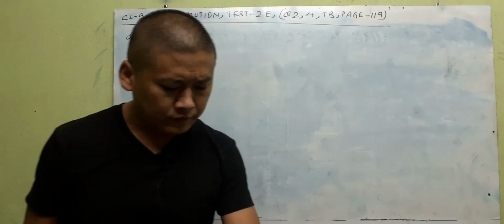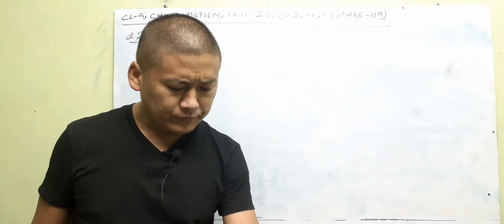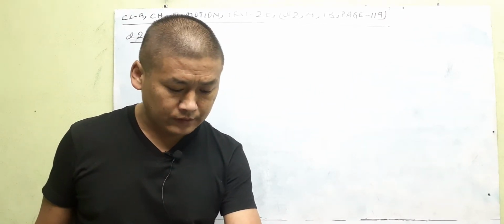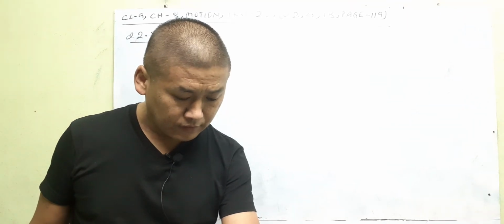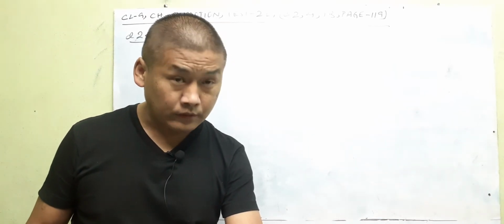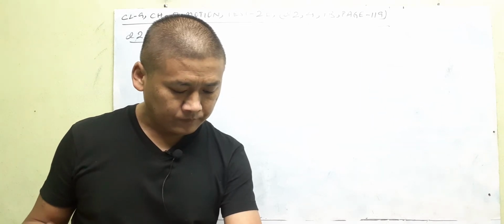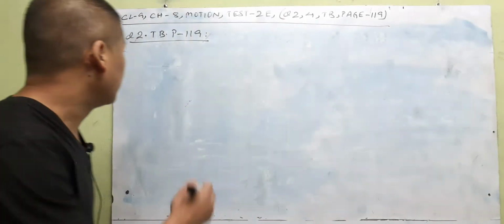Here it says, Joseph jogs from end A to the other end B of a straight 300-meter road in 2 minutes 30 seconds and then turns around and jogs 100 meters back to the point C in another 1 minute. Okay, what are Joseph's average speeds and velocities in jogging? A, from A to B. So let us do that first.